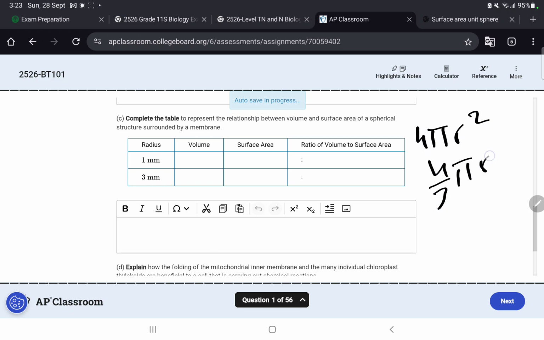And then for the last one, after you've done 4 pi r squared and 4/3 pi r cubed to get the surface area and the volume, you just divide them to get the ratios. I'm not actually going to do them because that will take too much time. The video will be long and nobody will open it in the first place.